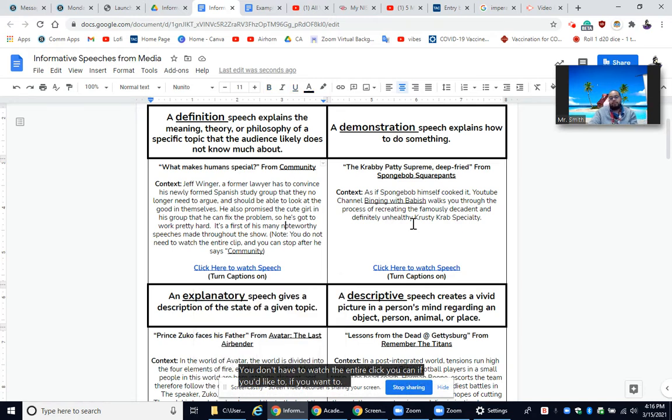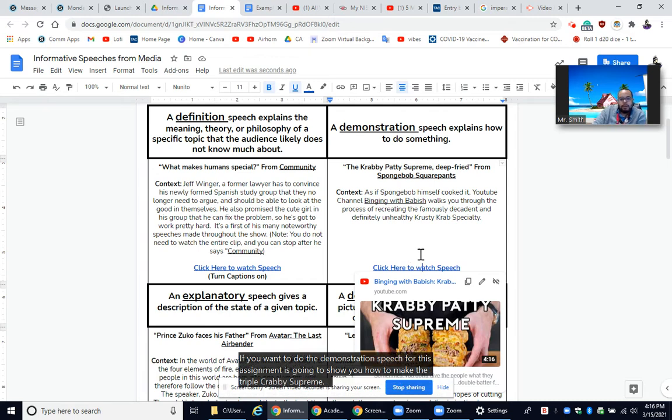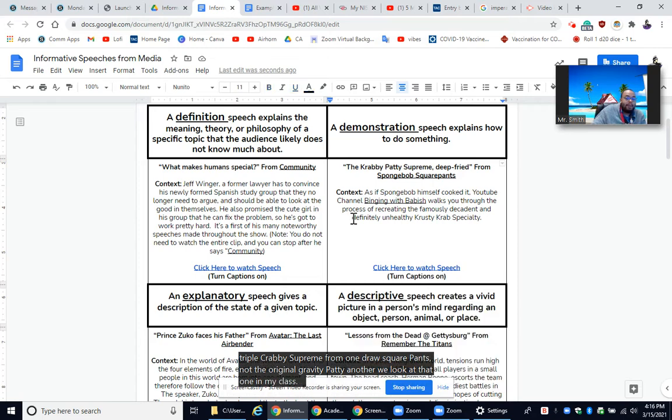If you want to do the demonstration speech for this assignment, that's going to show you how to make the triple Krabby Supreme from SpongeBob SquarePants. Not the original Krabby Patty. I know that we looked at that one in my class, but I actually use that one for my example. So that is one you can also use.